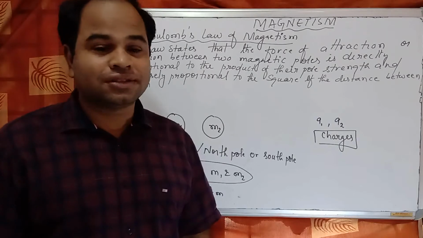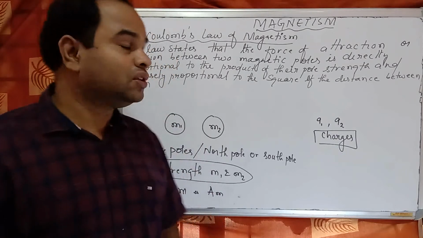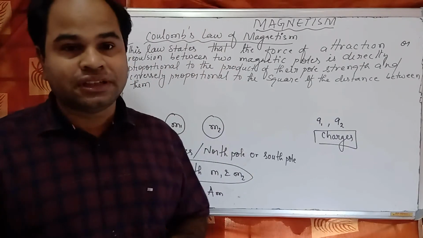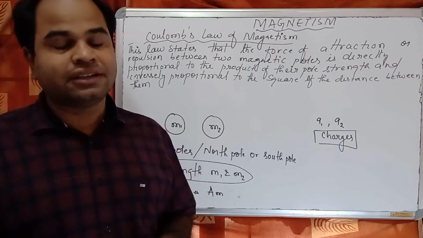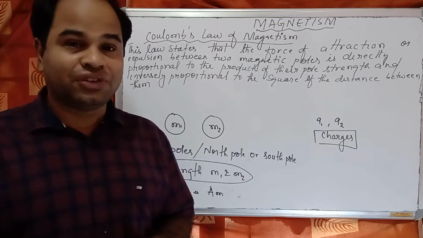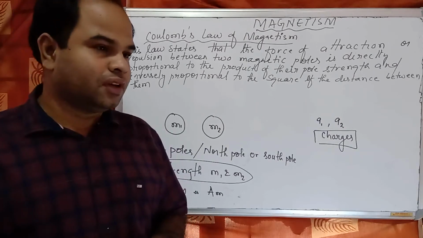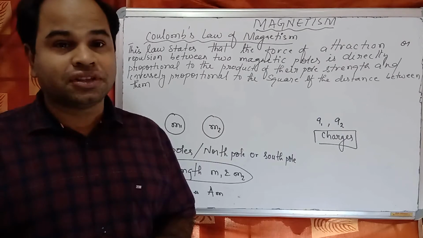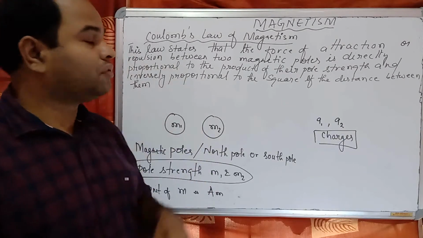Today we'll discuss three sections. One is Coulomb's law of magnetism, second is dipole moment, and the third one is properties of magnetic field lines. Okay, let us start with the first section, that is Coulomb's law of magnetism.